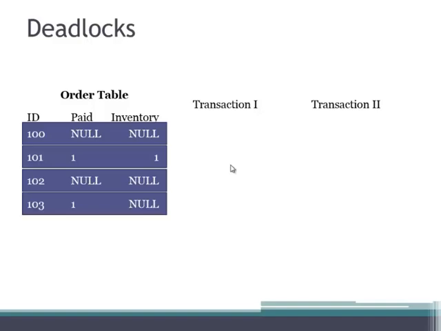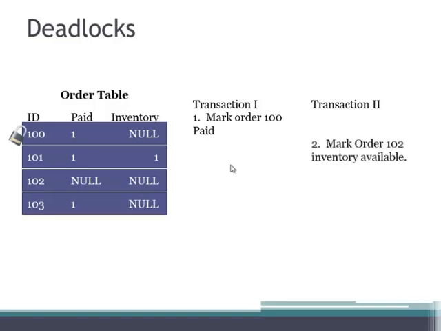Now imagine we have two transactions running simultaneously on different connections. One is marking orders that are ready for inventory, and one is marking the orders that have been paid for. So our first transaction starts up, and it marks order number 100 paid. So it's going to get an exclusive lock on that row, and it's going to go ahead and update the data. Now the second transaction marks order 102 that inventory is available for it. So it goes ahead and gets a lock on that row and updates it as well.